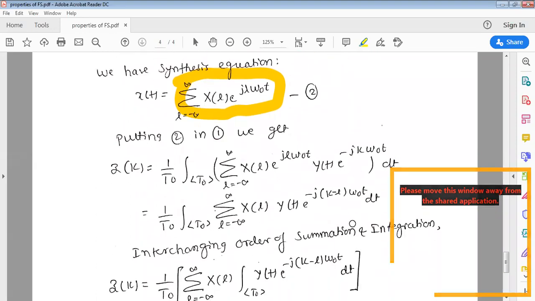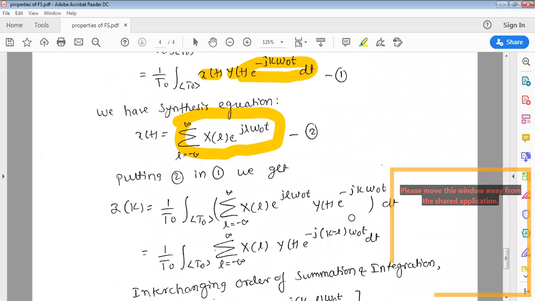Are you able to follow? Any doubt here? Are you able to follow?